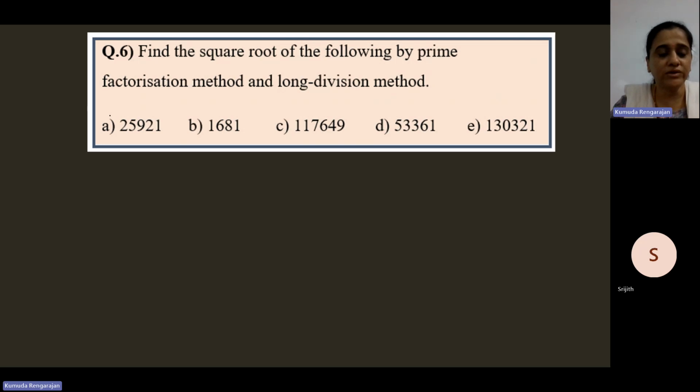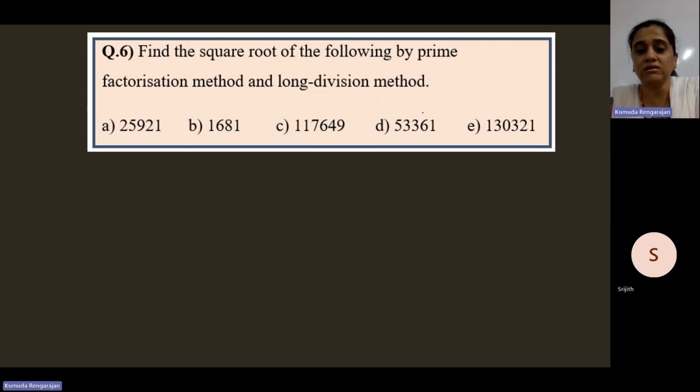So in the last class, I think we answered A, B, and C, right? And D and E was given as homework. So let's see the answers to these two questions, D and E. And also, we worked A, B, C only using the long division method in the last class. We did not work it using the prime factorization method. So that also will be a part of the homework. We'll see the answers in the next class. So please complete finding the square root of all these numbers using the prime factorization method. All right.